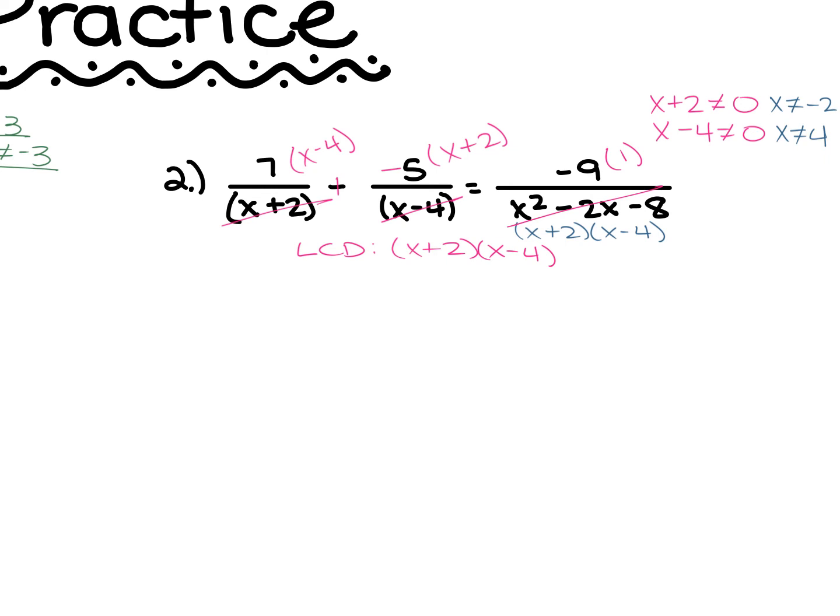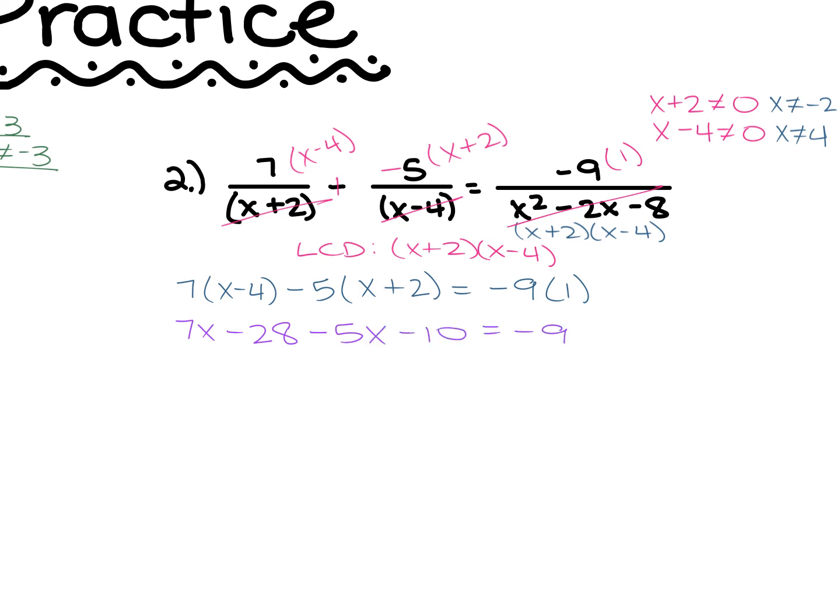So this gives us 7 times x minus 4 minus 5 times x plus 2 is equal to negative 9 times 1. We're going to distribute the 7 and the negative 5 in and multiply the negative 9 with 1. So it's going to give us 7x minus 28 minus 5x minus 10 is equal to negative 9. From here, your 7x and your negative 5x combine to give you 2x. Your negative 28 minus 10 is negative 38, and that's still equal to the negative 9.